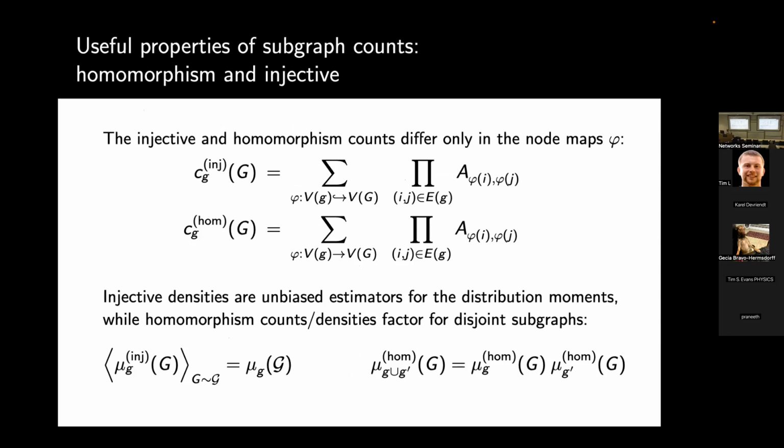One thing is that there is a difference between injective homomorphism and just homomorphism. The injective homomorphism that I explained in the beginning on how to estimate is the unbiased estimator for the distribution moments. And that's the thing that gets preserved under node subsampling on the graphon model. But the thing that products is just the homomorphism, not necessarily injective.